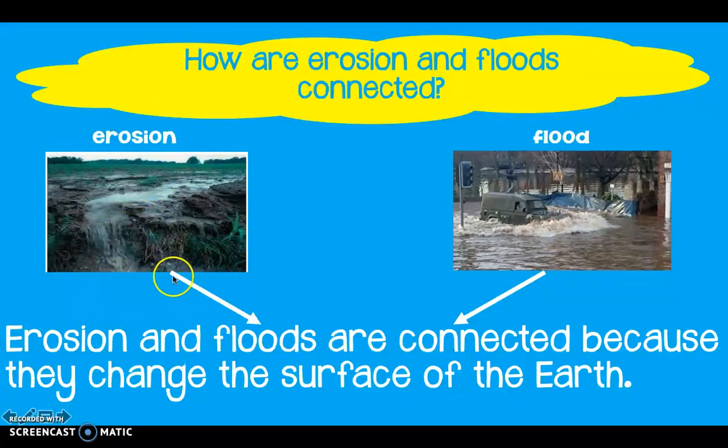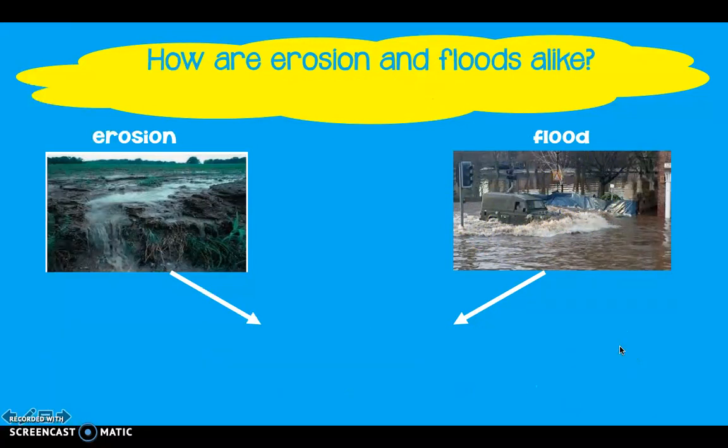I hope you said that erosion happens slowly, so it would be a slow change. On the other hand, a flood happens quickly, and that's a fast change. Good job, boys and girls. Now, how are erosion and floods alike? What do you think? Tell your partner your thoughts of how they're alike. Hit play when you're ready.